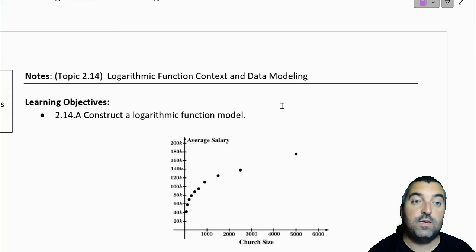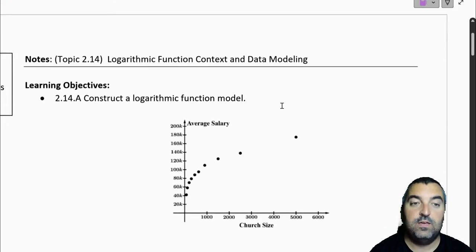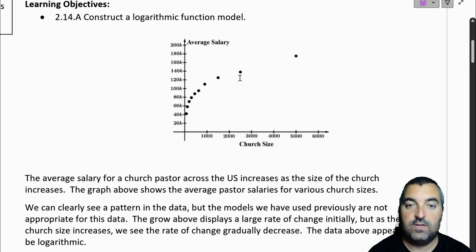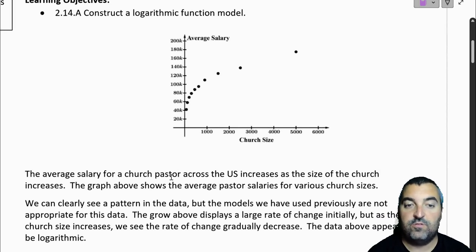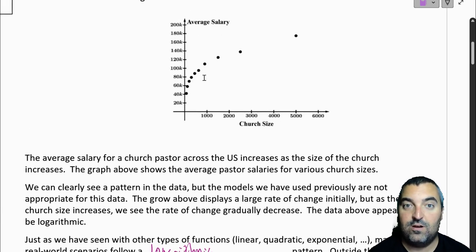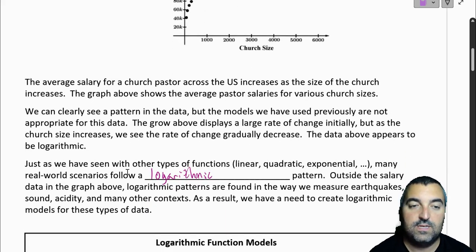We are talking topic 2.14, which is logarithmic function context and data modeling. So we're going to talk about modeling with logs. You can see some data here. This is the average salary for a church pastor across the U.S. It increases as the church size increases, but you'll notice the pattern. It starts increasing, but then it still increases, but it's gradually not increasing as much. So that shape is very logarithmic. That's basically what this whole thing says.